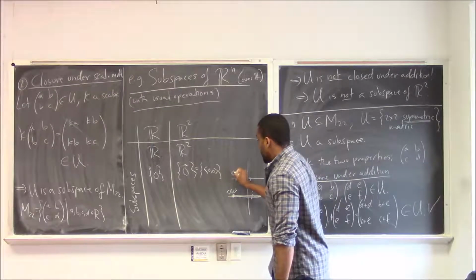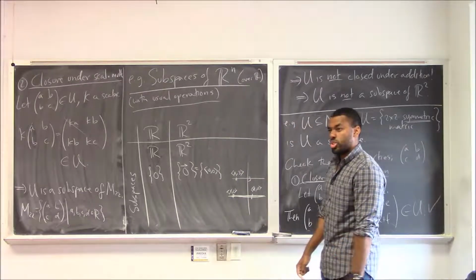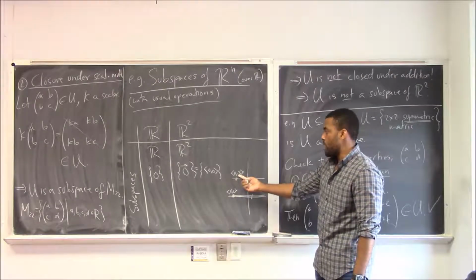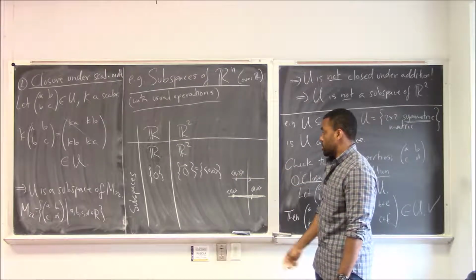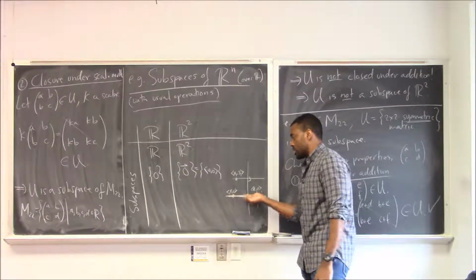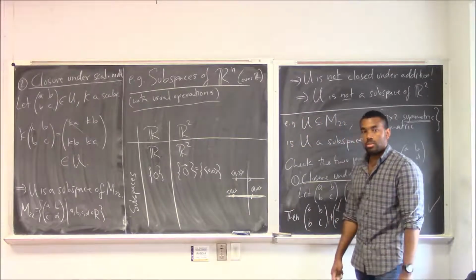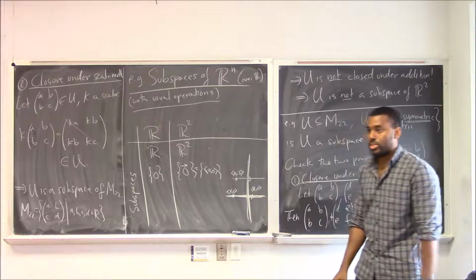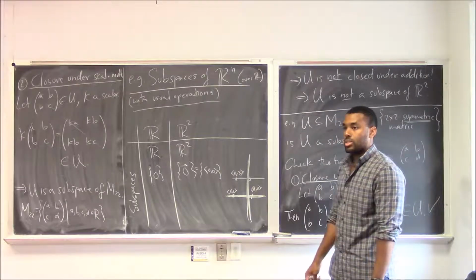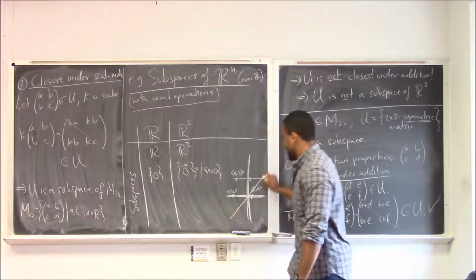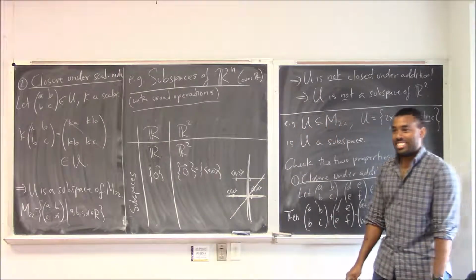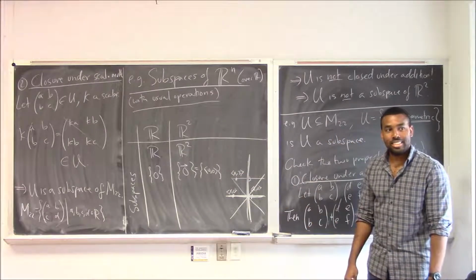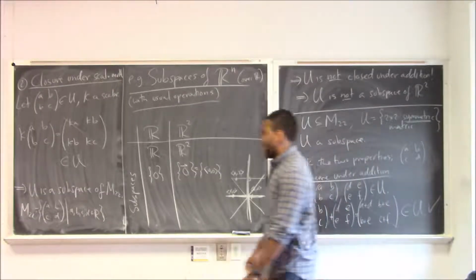It turns out if I look at guys that look like x comma 3, that's no longer true. If I add two guys that look like that, the y component becomes 6. So that's going to mess up the form. I'll exit the set. So yes, the x-axis is one such line. Any other lines? The y-axis will also work. What else? x equals y. We're seeing a pattern here. x equals minus y. Any line that contains the origin? Any line through the origin.